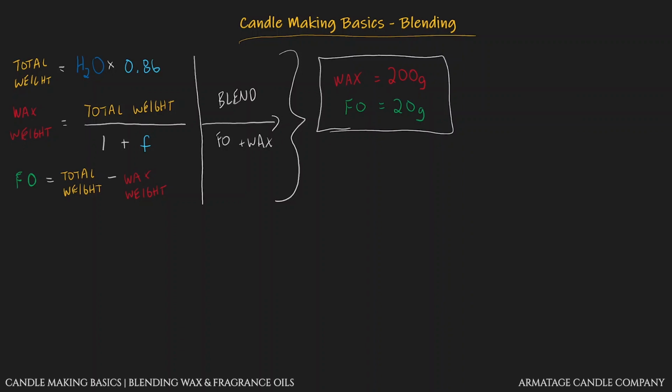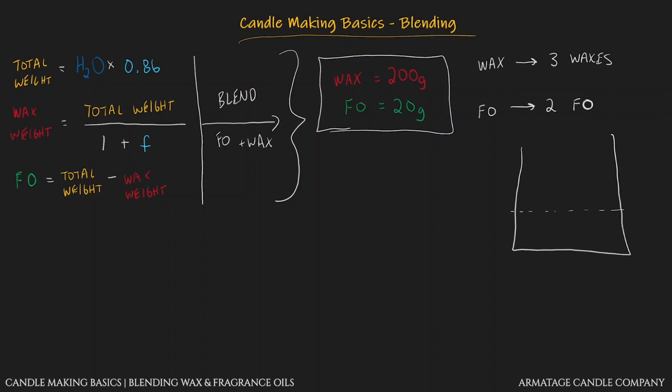Well, let's say that we know we want to blend some items here. Let's say we want to blend our wax. We have 3 waxes that we want to blend. And let's say that we want to blend our fragrance oil. We want to blend 2 different fragrance oils together. And this is going to end up with our candle down here. So I'll visually demonstrate this. We'll have wax number 1, then wax number 2, then wax number 3. Similarly, down here, we'll have 2 fragrance oils: fragrance oil number 1 and fragrance oil number 2.